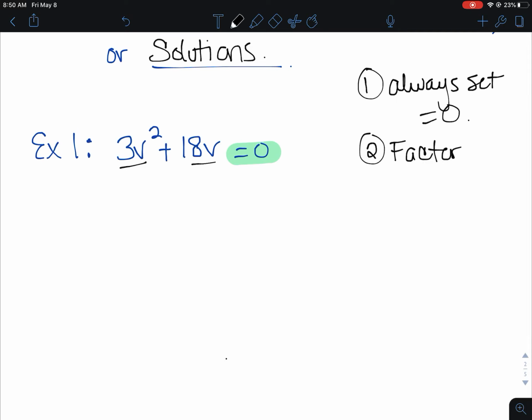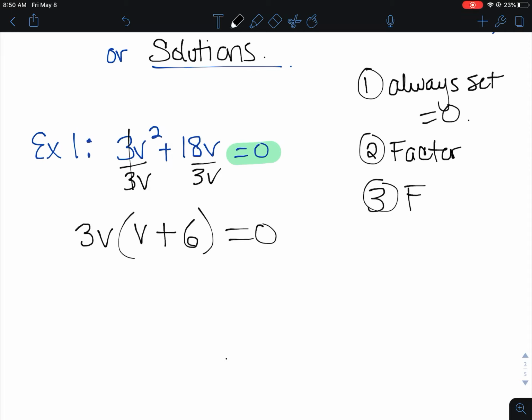So next step is to factor. Well, 3v squared and 18v, I can take out 3v from each. So my factors are 3v, and then if I divide, I get v plus 6. If you can hear that crashing in the background, that's just my cat, sorry. v plus 6 is the second factor.